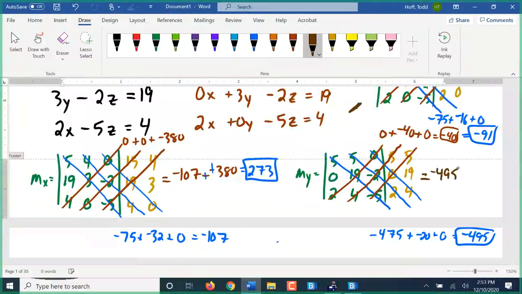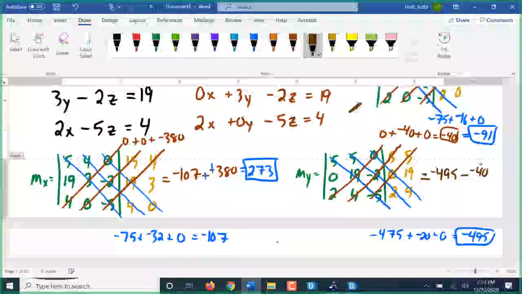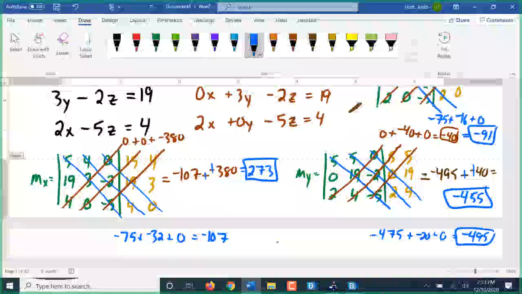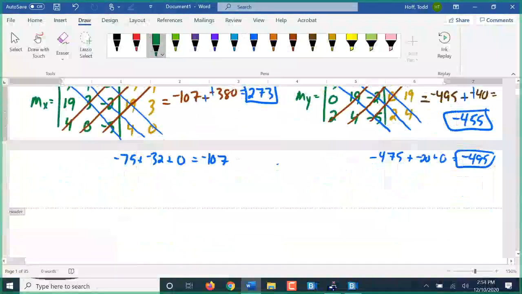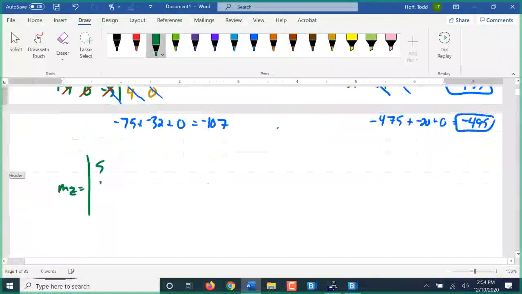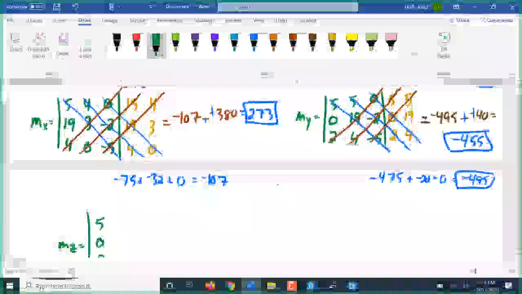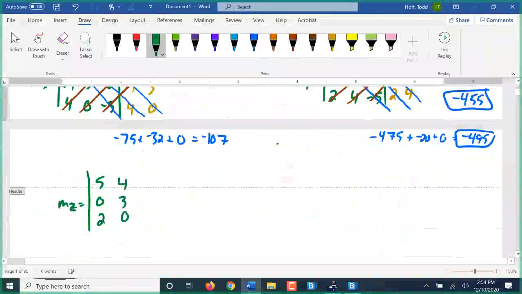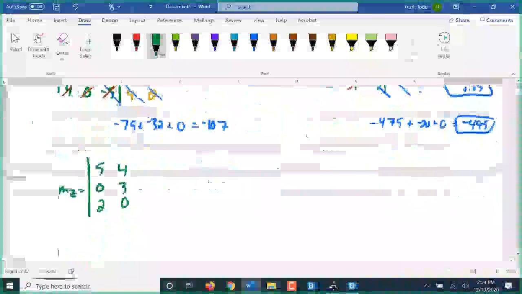So that gives me negative 495 minus a negative 40. So again, that's plus a positive 40, which is a negative 455. Is that the determinant? So I have to do the Z's. So we've got 502 for x. For y, we've got 430. And for our constants, 5, 19, and 4.